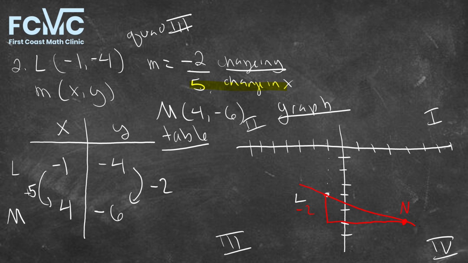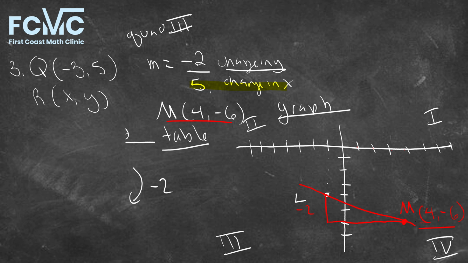So this is our point M. And if we figure out where we are, right, at this point M, our x value is 1, 2, 3, 4. And our y value is -6. So we get the same answer using a table and a graph. All right, let's do one more example.